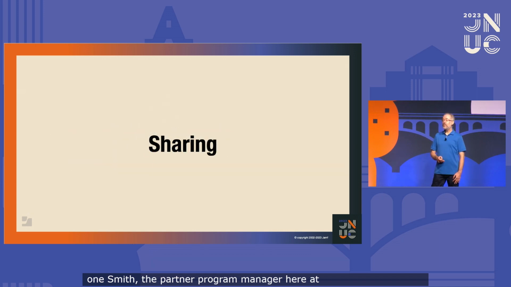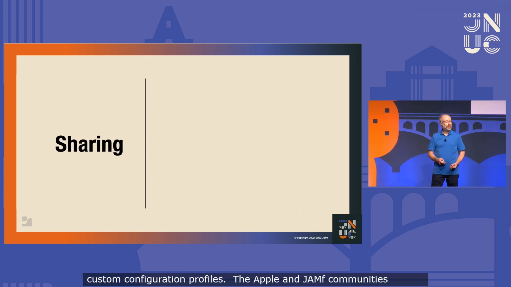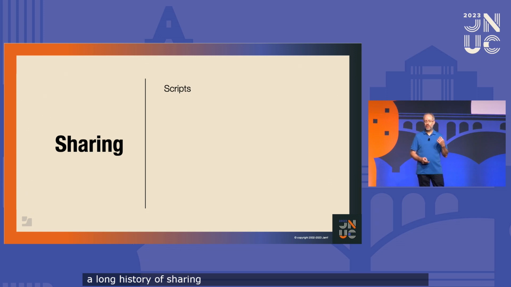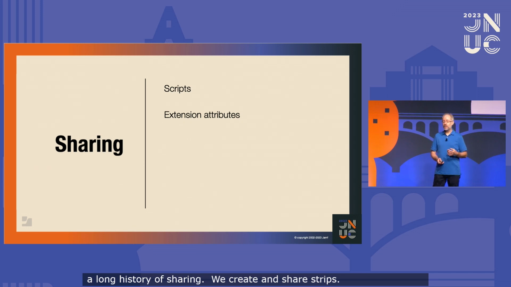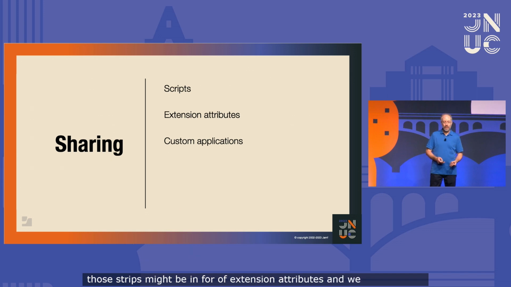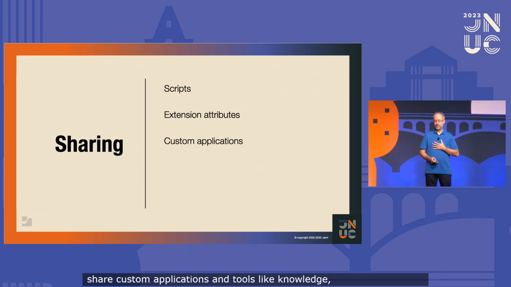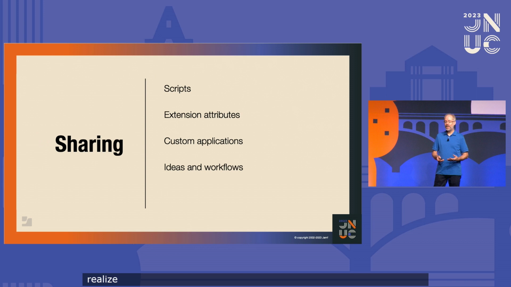The Apple and Jamf communities have a long history of sharing. We create and share scripts. Sometimes those scripts might be in the form of Jamf Pro extension attributes. We create and share custom applications and tools like Nudge, Jamf Migrator, or Monkey, often to solve our own problems to start. And then we realize that they might help other administrators too. We share ideas and workflows, again, to solve our own problems, but realizing that they can help others. And who doesn't like showing off something cool that they've made?